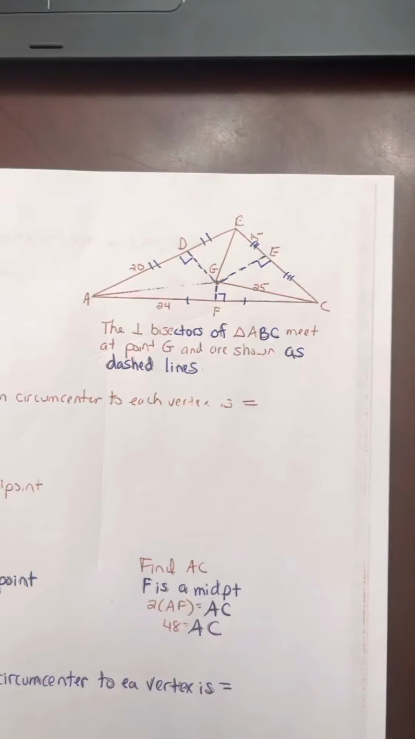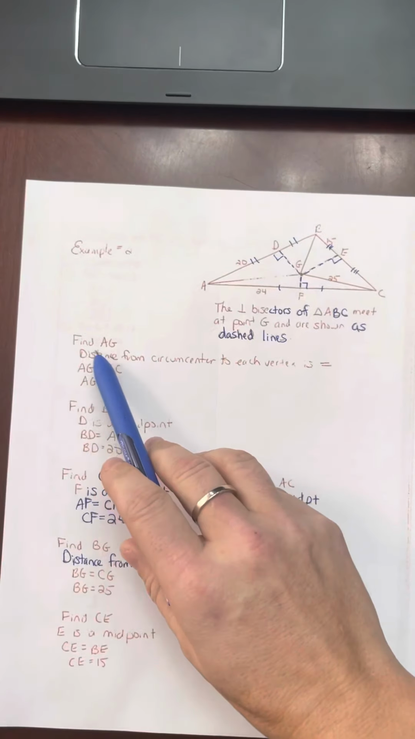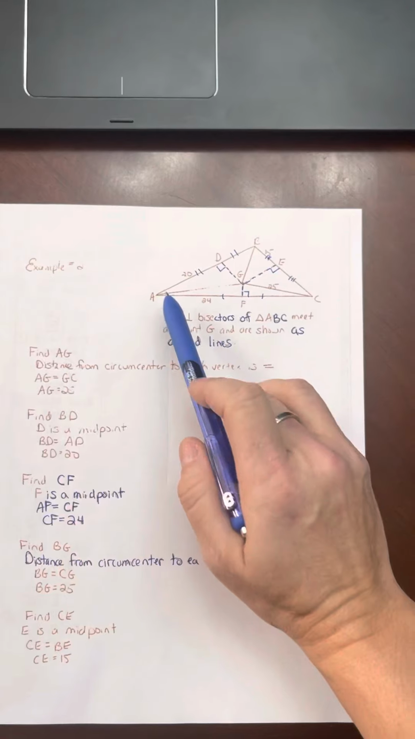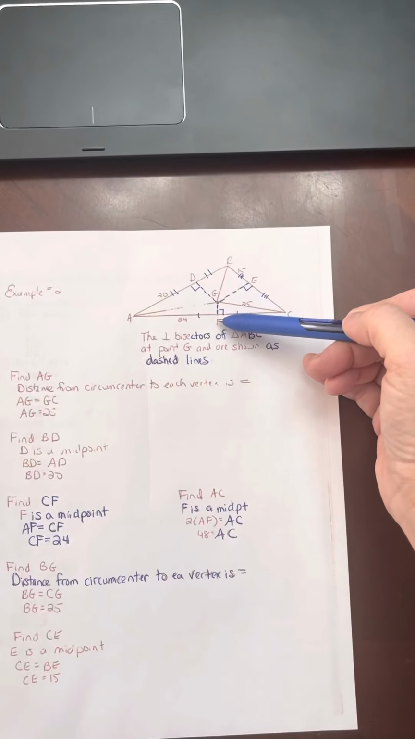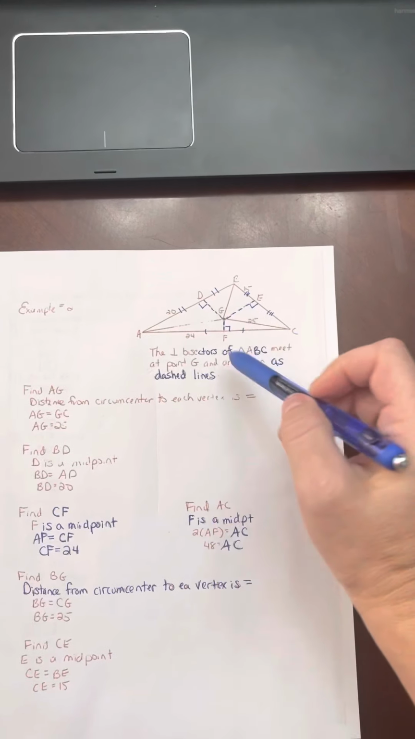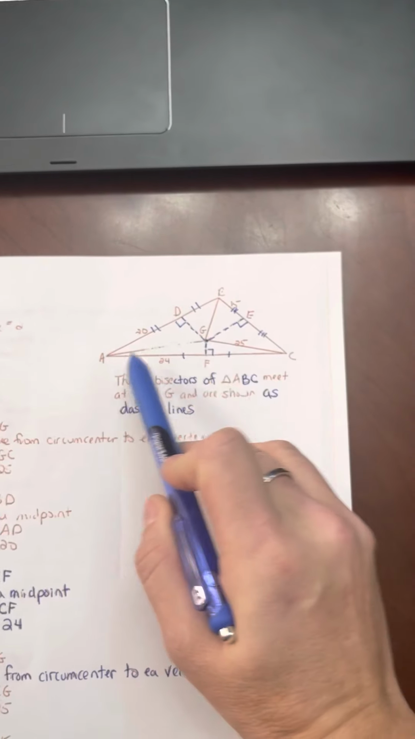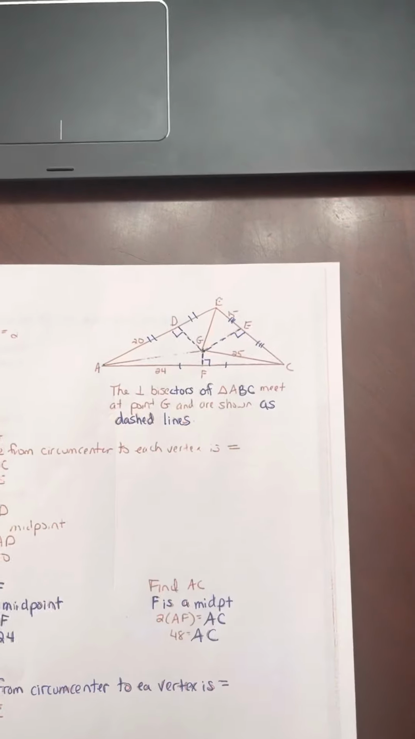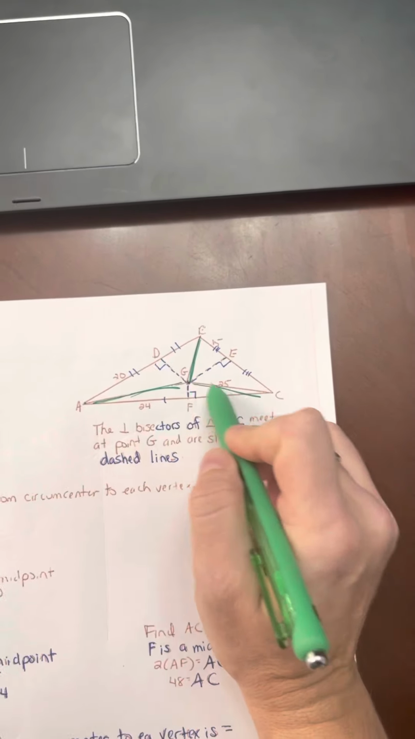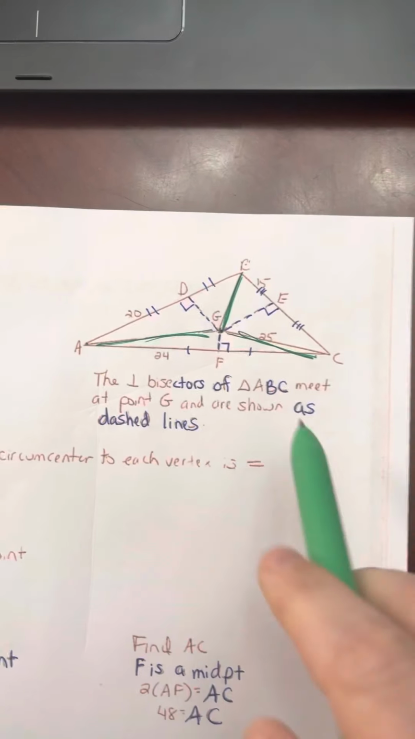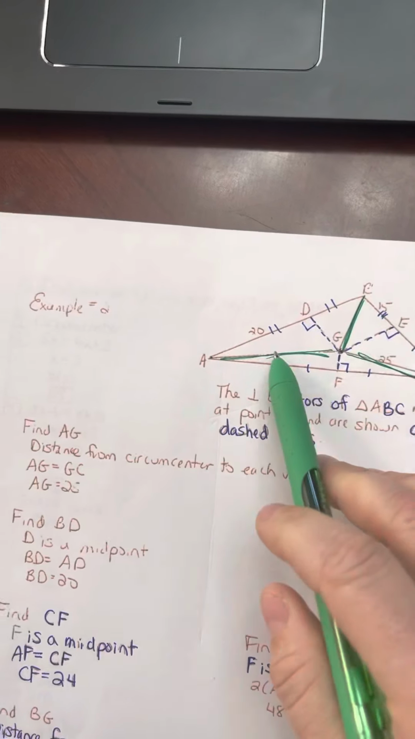Now we're asked to find a lot of different things in this picture. So let me just go through these with you. The first one asked you to find AG. So from here to here. Remember, these dotted lines are our perpendicular bisectors. So I know that G is the circumcenter. From the circumcenter to any vertex is all the same. So this line and this line are all the same. So you can see that they already gave you GC is 25. So I know that this one's 25 and this one's 25.